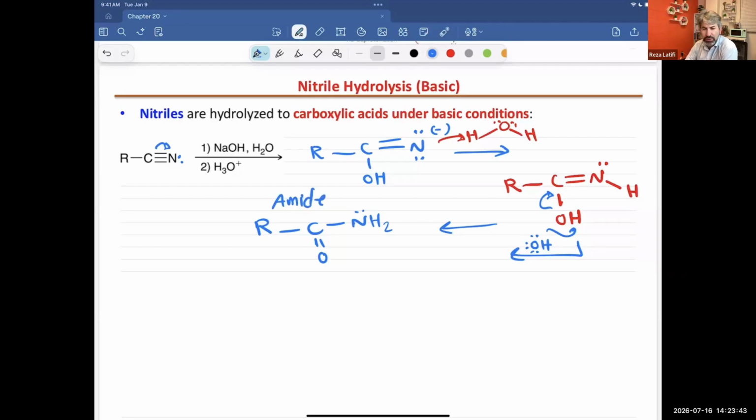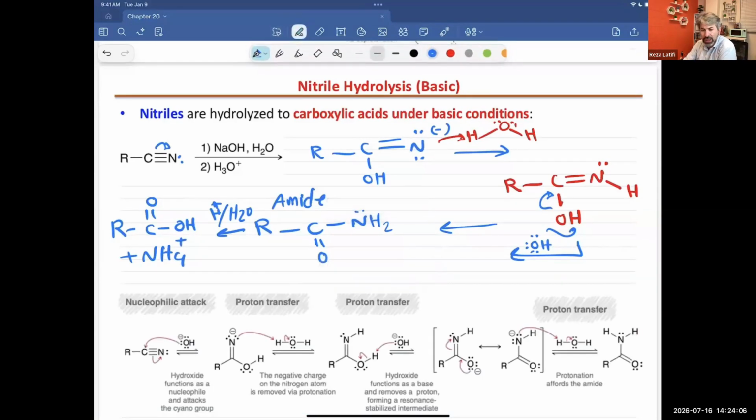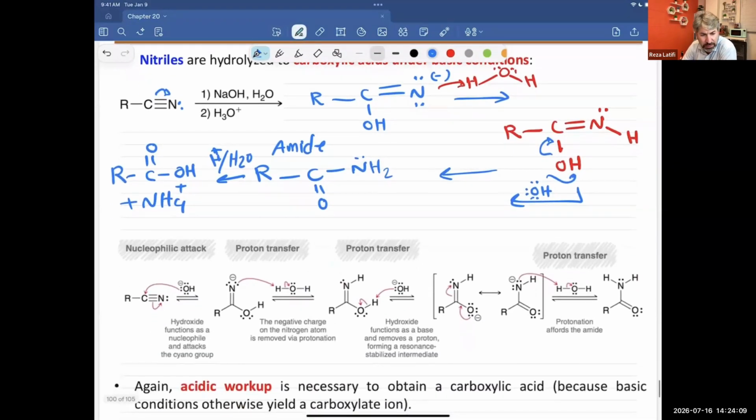So we got an amide, and we mentioned this one before. Amides are really sensitive to acidic solution. If you treat them with acidic solution, in the next step they will turn to carboxylic acid. So if I treat them with aqueous acidic solution, I will get carboxylic acid plus NH4 plus.